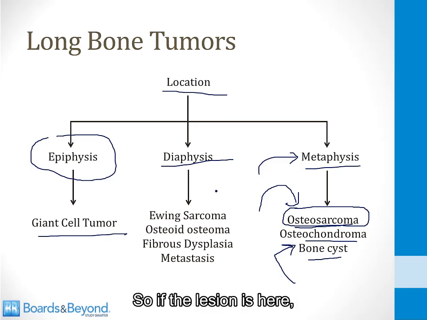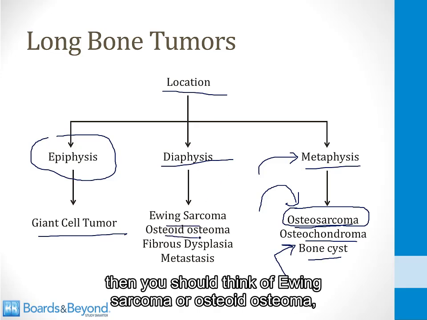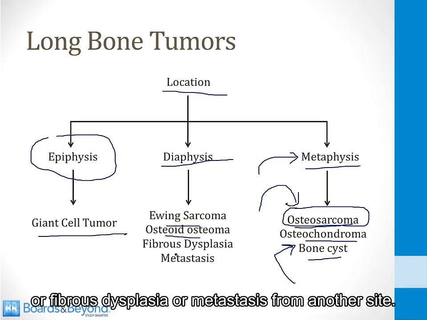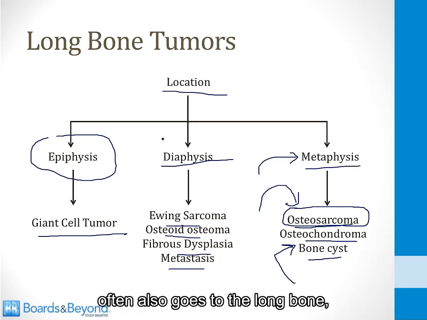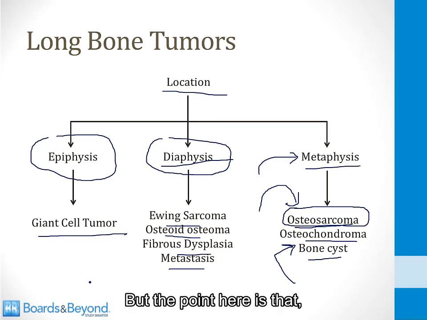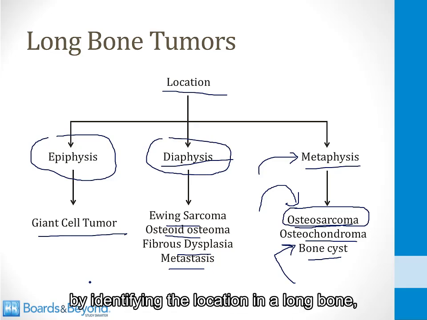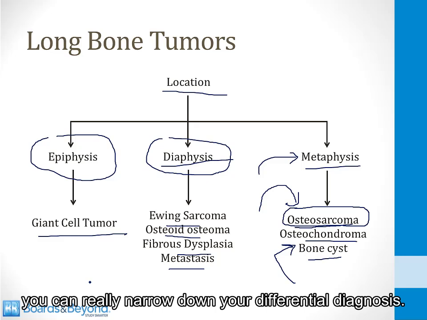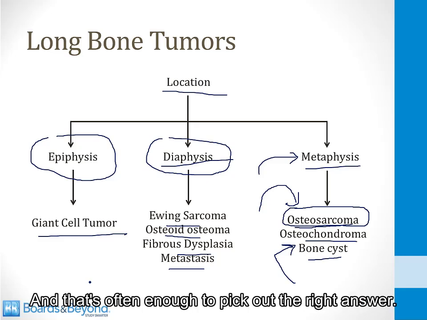So if the lesion is here, then you should think of Ewing sarcoma or osteoid osteoma or fibrous dysplasia or metastasis from another site. Metastasis from another site often also goes to the long bone, so that's another thing you should think of. But the point here is that by identifying the location in the long bone, you can really narrow down your differential diagnosis, and that's often enough to pick out the right answer.